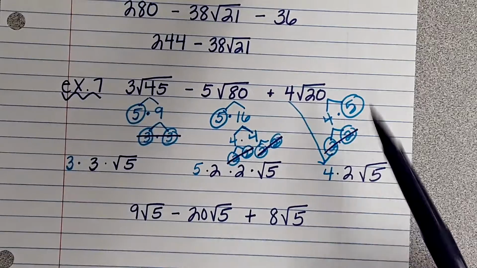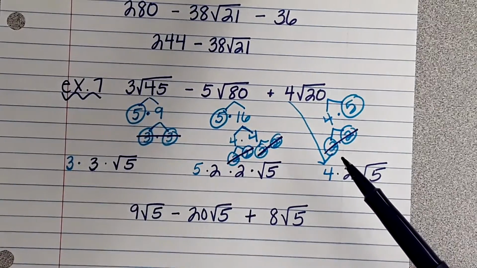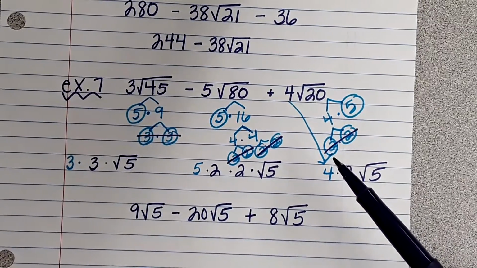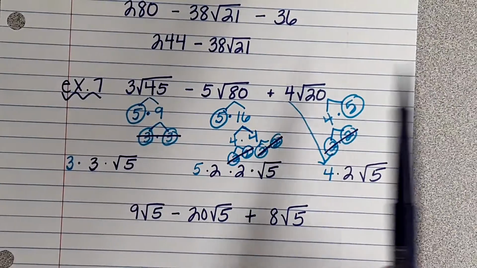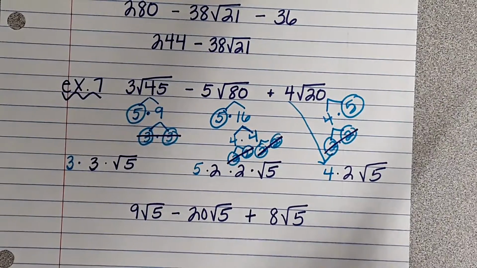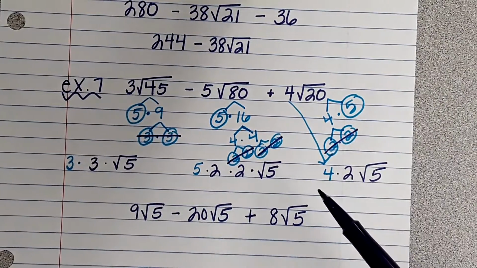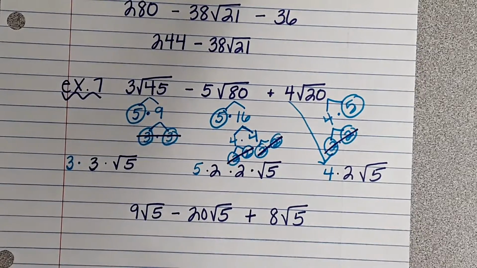Now, we started off with a problem that we couldn't add or subtract any of them because they were all different radicands. A radicand is the number that's underneath the radical sign. Okay, so now we can add them. But when you do it, the square root of 5 is going to stay. You don't ever add or subtract radicands. You can multiply them, but you can't add them or subtract them.